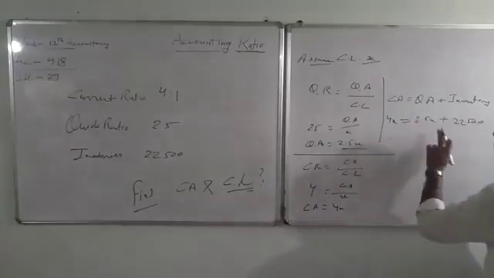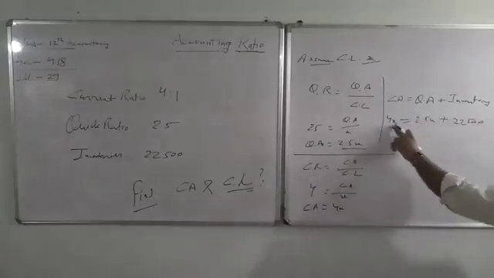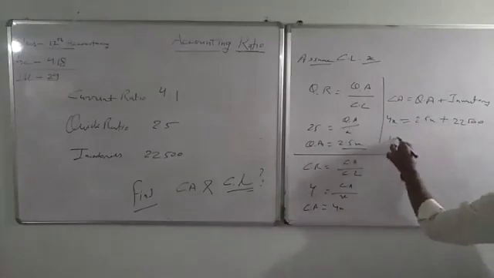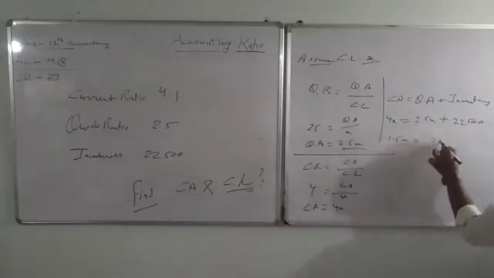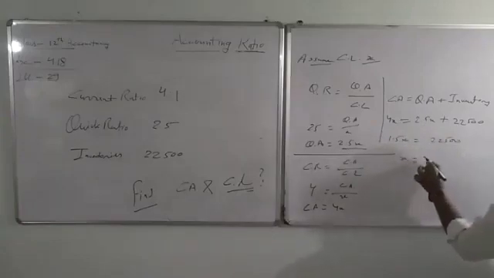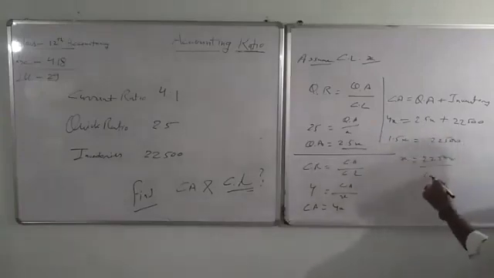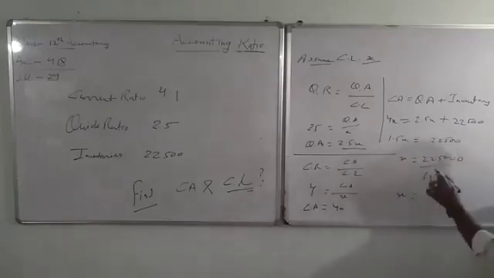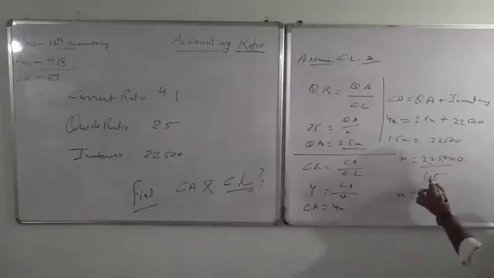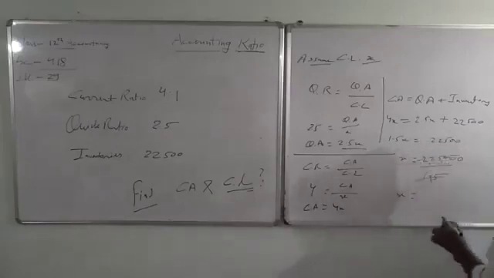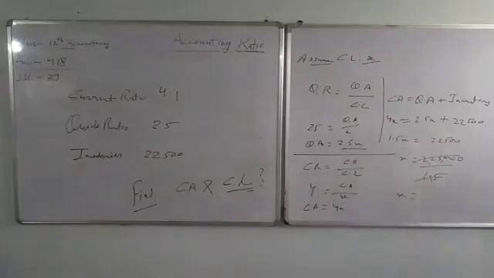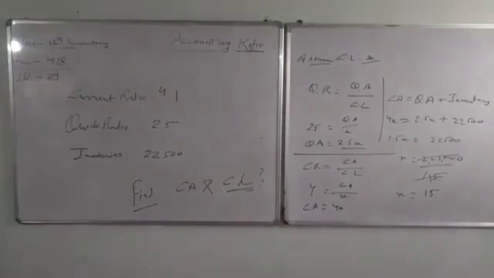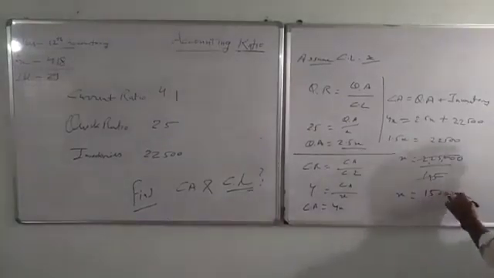So how much will be? 4x minus 2.5x. How much? 1.5x is equal to 22,500. So x is equal to 22,500 divided by 1.5. So our x will come, how much? Do the solution here. So our x will come 15,000 after cutting this.